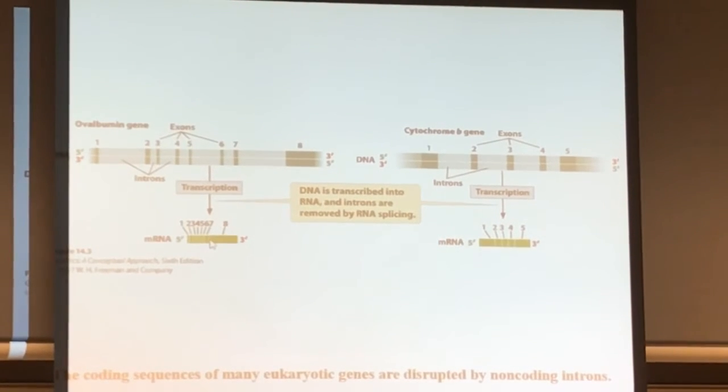Now, this will be translated into protein in eukaryotes. So these introns are found, or let's say they're found, in eukaryotes and not in prokaryotes. Okay? So this ovalbumin has 8 exons and this cytochrome B has 5 exons. They're just showing you 2 different genes, telling you that the number of exons between different genes is different. Okay?